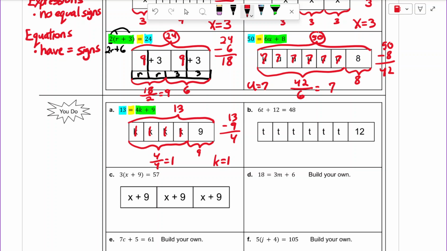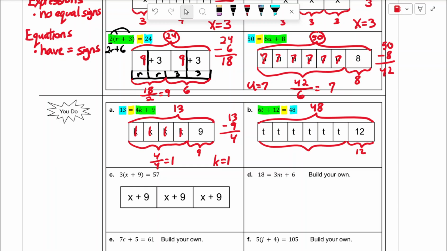Okay, it's time for you to try it on your own. Notice that the variable is on the left side this time. Pause the video, try it for yourself. Okay, I have it set up here. I saw that there is an equal sign and there are two sides to the equation. The entire piece of tape is 48. I have the small constant down here of 12, and then I have 6 t's.